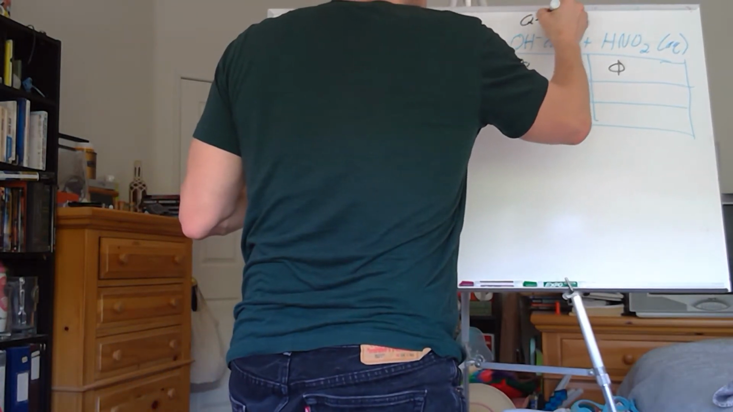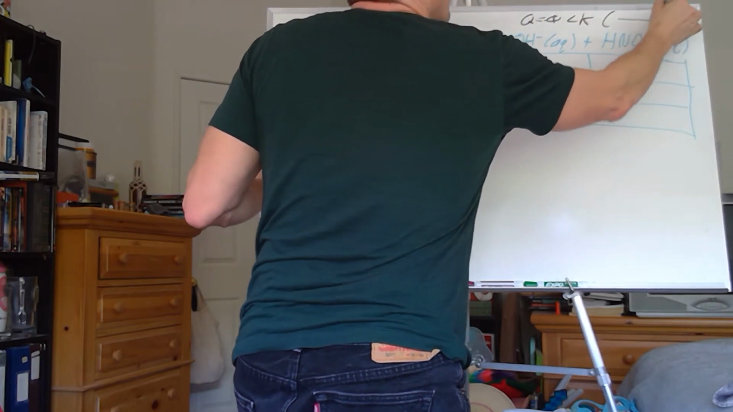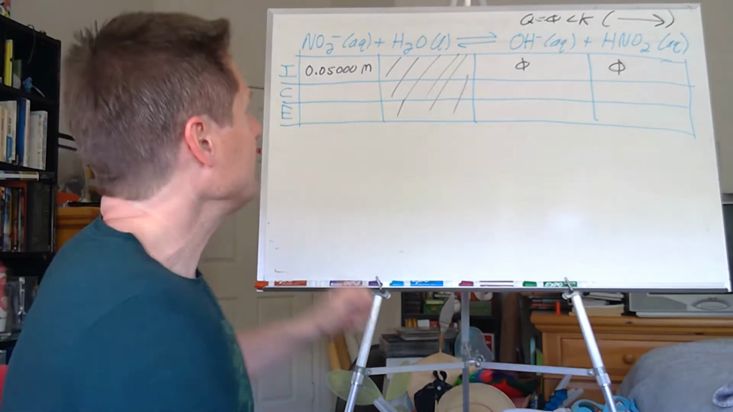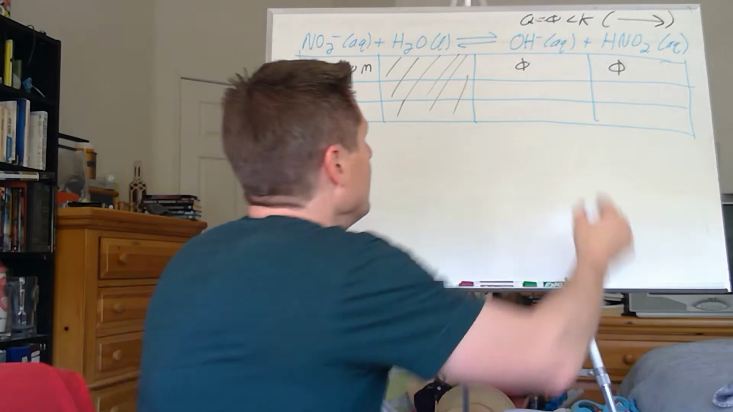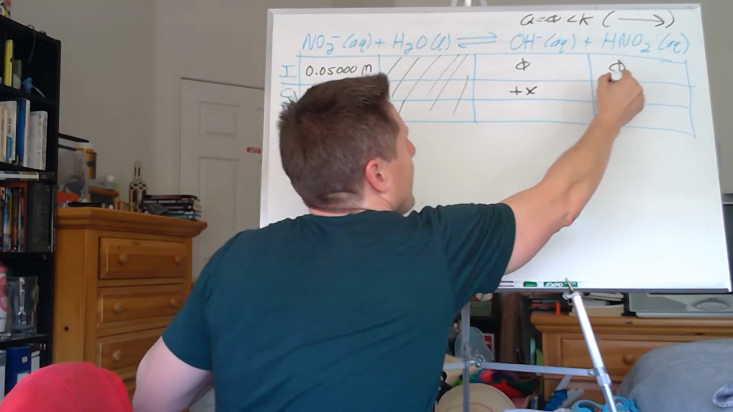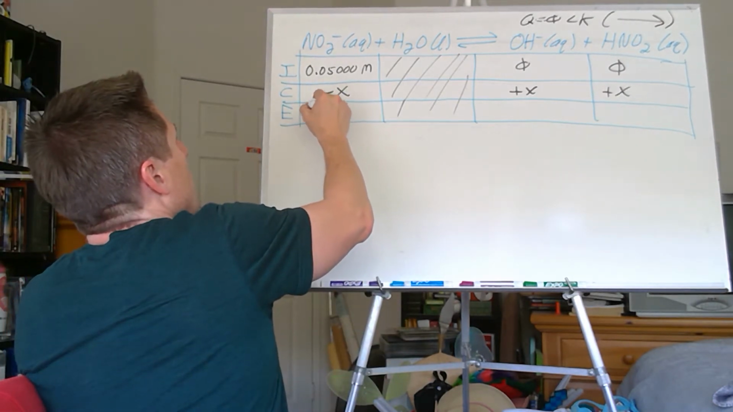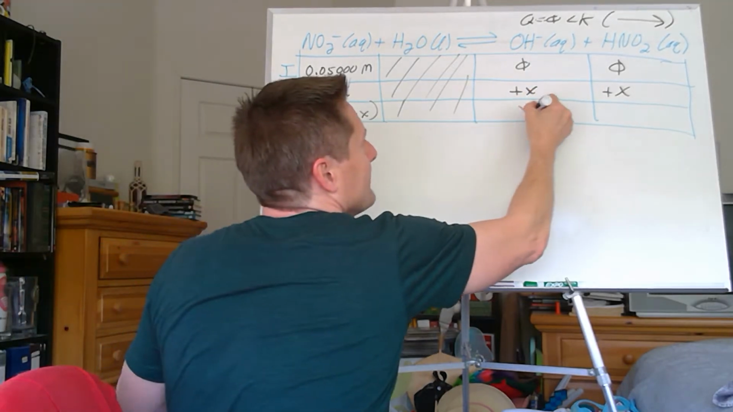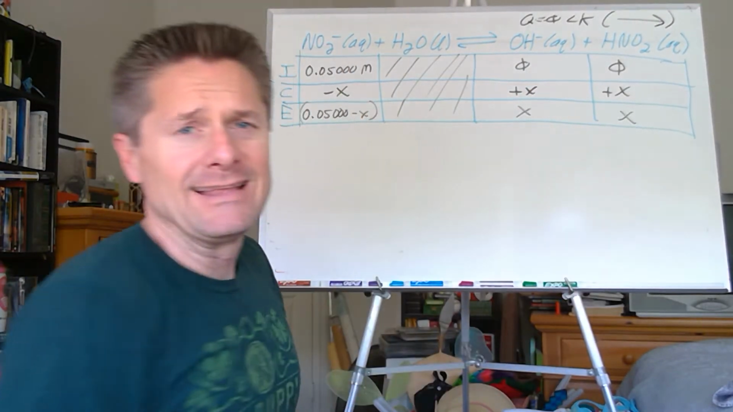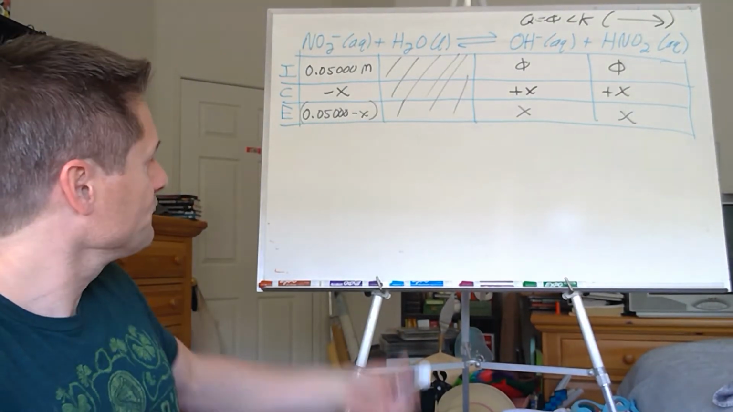Well, Q is obviously going to be 0, right? So Q equals 0. That's less than K. So that's going to shift to the right, pretty obvious. So I'm going to lose X of my starting weak base. I'm going to gain X of the hydroxide ion and gain X of the conjugate acid. So the equilibrium, 0.05000 minus X. 0 plus X is X, 0 plus X is X. It's the exact same format as we did in step 2 with the weak acid, just in reverse.